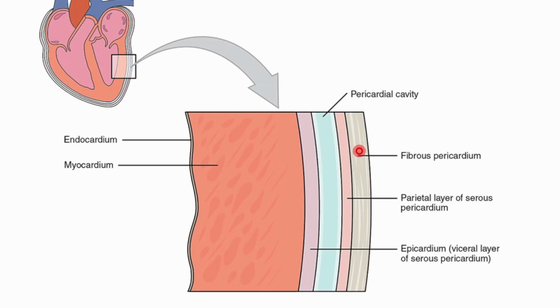To understand it better, we have zoomed into the pericardium and we have shown different layers over here. The outermost layer of the pericardium is a tough, unyielding connective tissue barrier called the fibrous pericardium, which prevents overfilling of the heart chambers. Just deep to the fibrous pericardium, we will have the serous pericardium, one layer over here, another here.